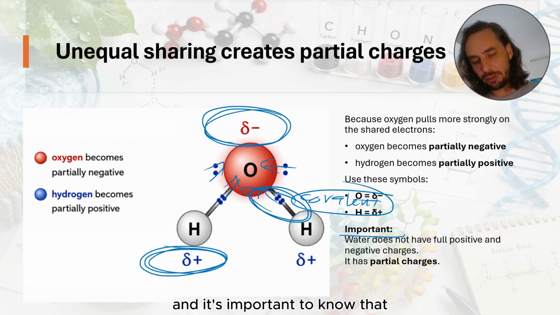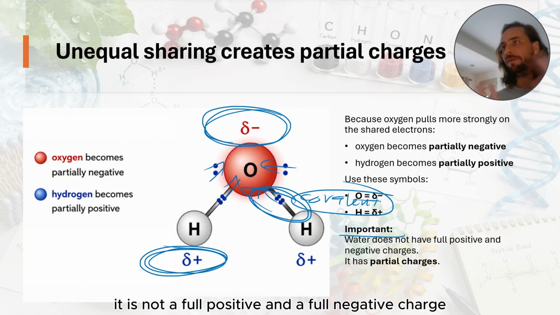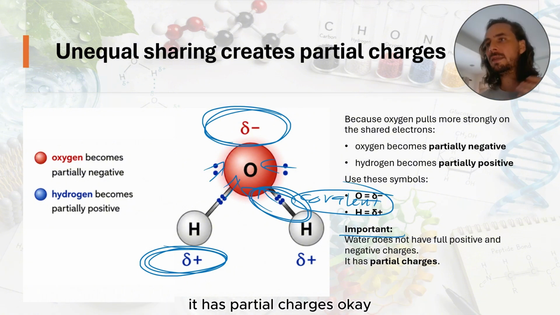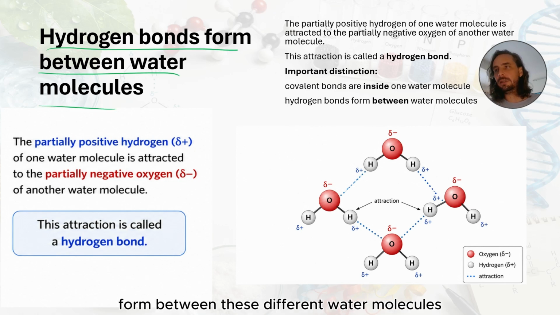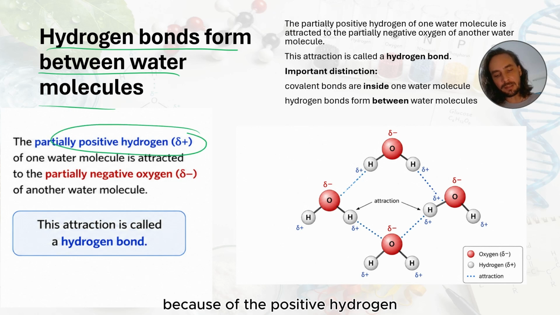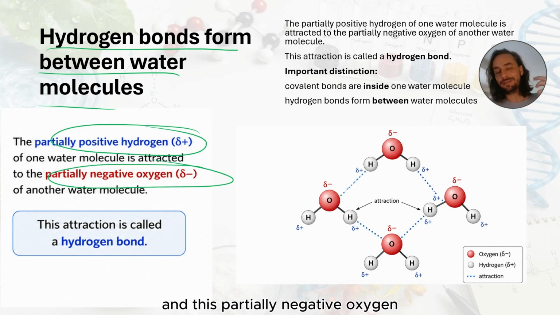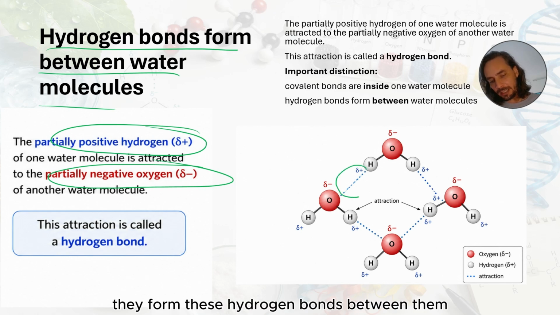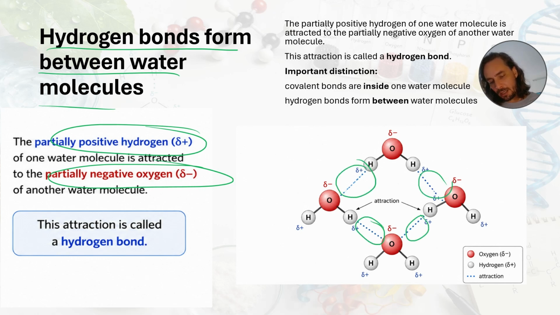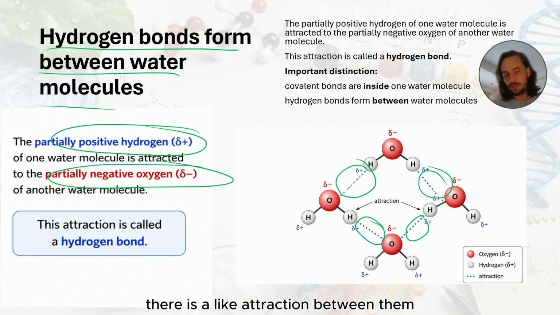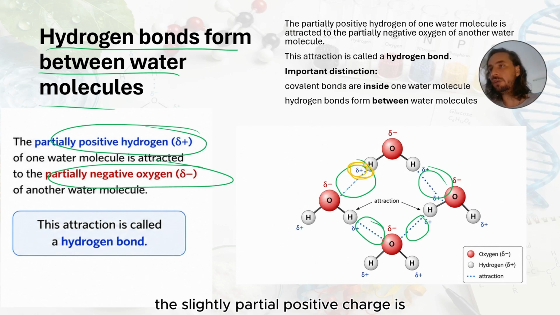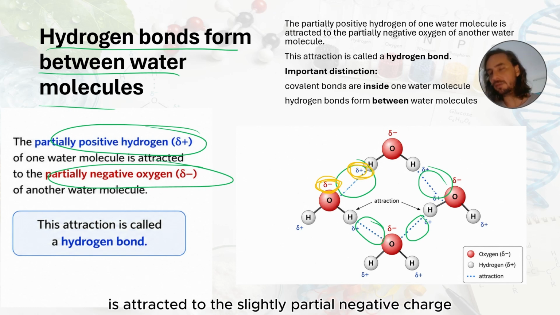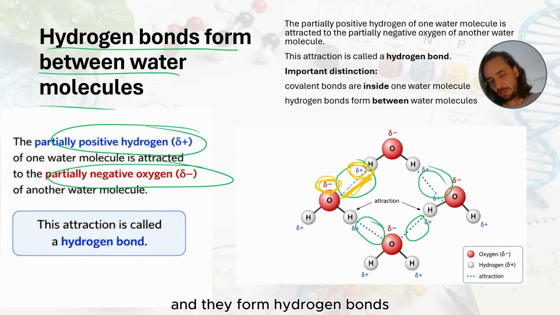And it's important to know that it is not a full positive and a full negative charge. It has partial charges. Hydrogen bonds form between these different water molecules. Because of the partially positive hydrogen and this partially negative oxygen, they form these hydrogen bonds between them. There is an attraction between them. It's very important that you can see that the slightly partial positive charge is attracted to the slightly partial negative charge, and they form hydrogen bonds.